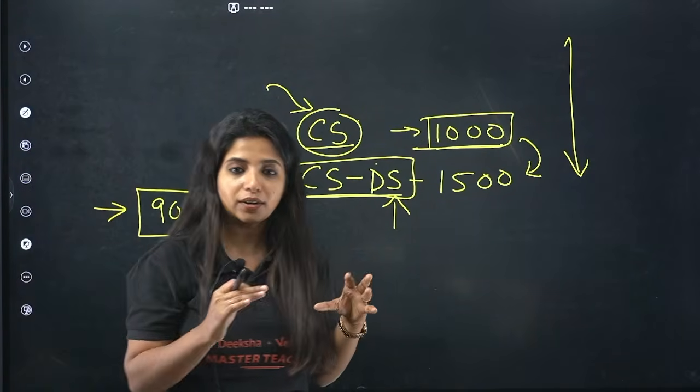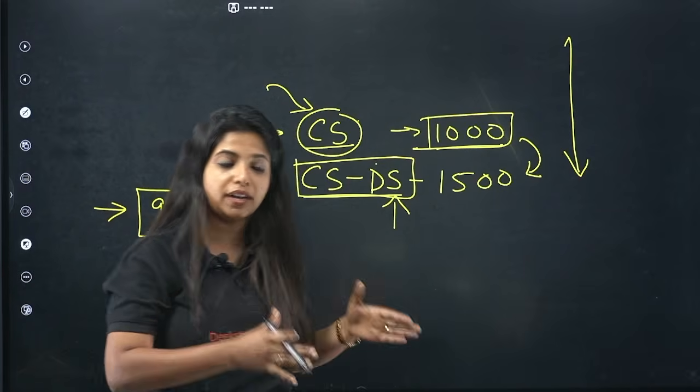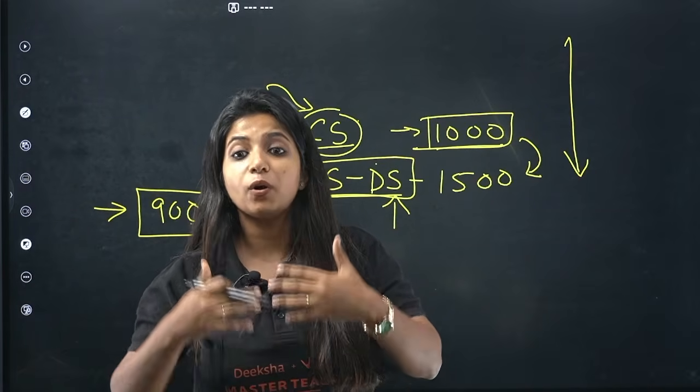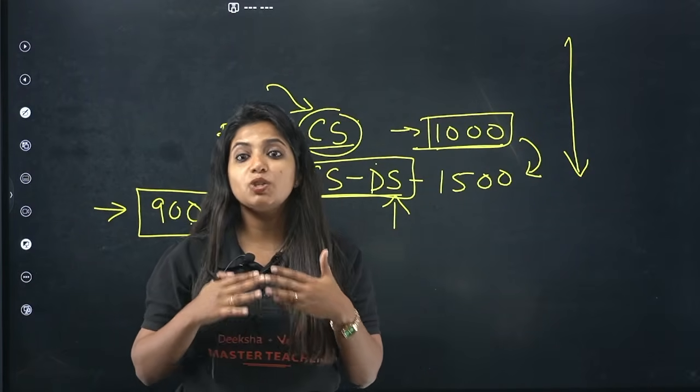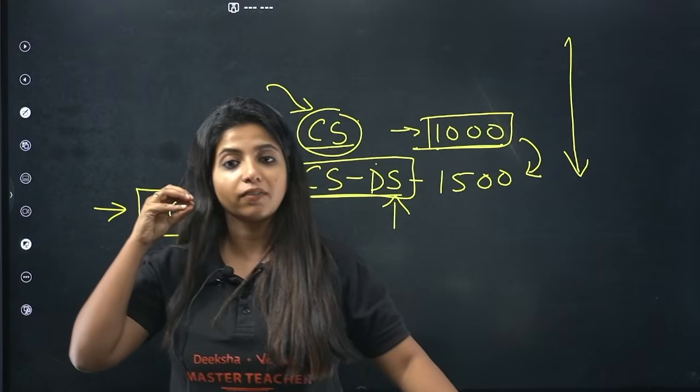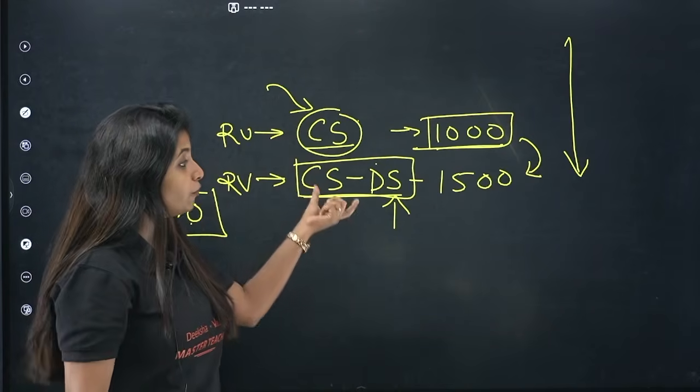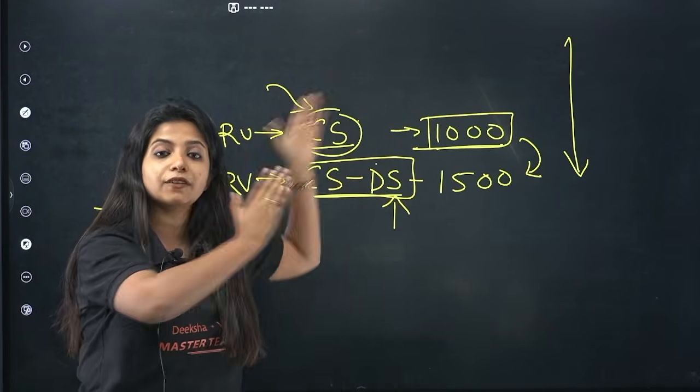This is a very, very important thing. So yes, we have to arrange it according to the cutoff, but depending upon your preference as well. It's very, very important. Yes, CS would be having the highest cutoff up there, but if your preference is something else, you need to put that first.